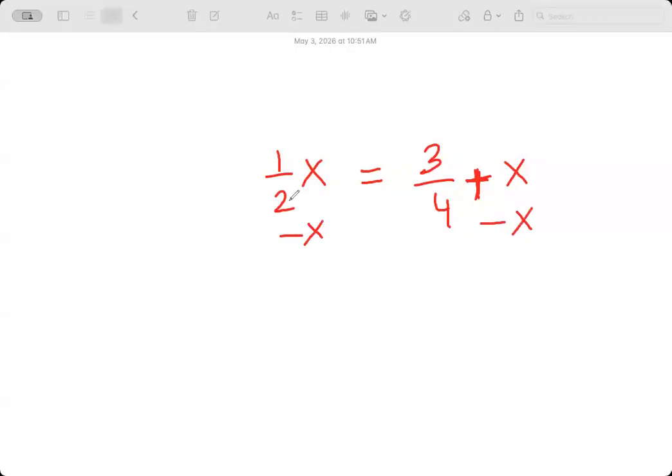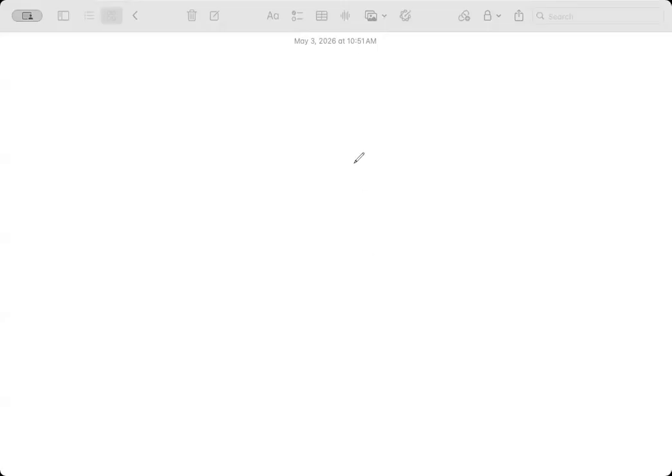You can subtract x. Half x minus x is what? Half x minus 1 by 1x. What is it? Do you know? Not really, right? That's okay. I don't want to get into details. Okay, that's fine. No problem.